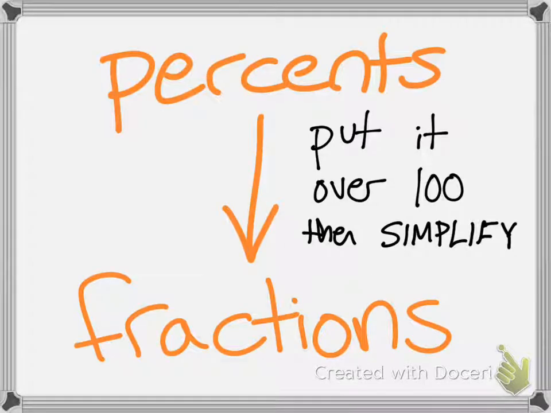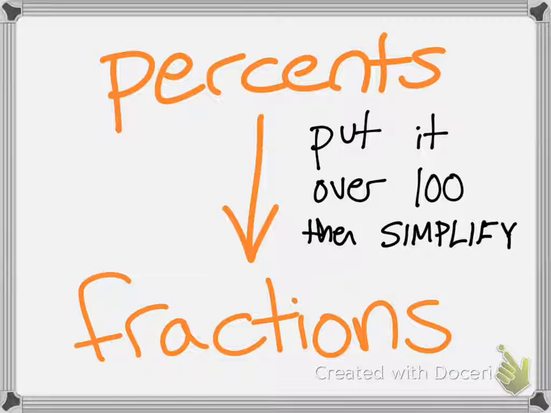Here's how you go from percents to fractions. Like I said, put it over 100 and simplify. That's it. The entire way to go from percent to fraction is to just put that number over 100 and simplify it. We simplify by finding that greatest common factor.